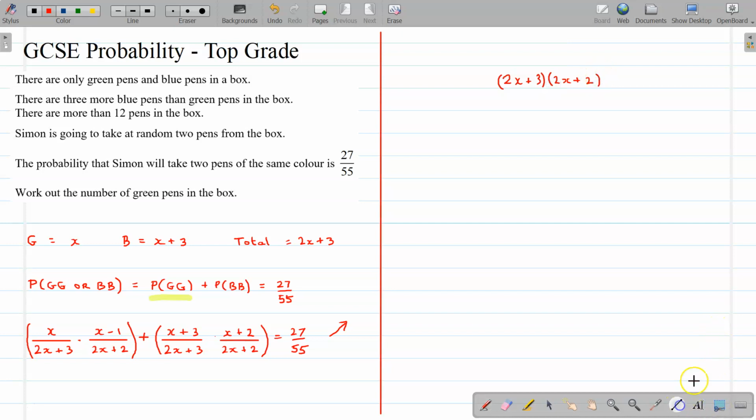Okay, and above that we have the numerator, and that's made up of, well, let's carefully work through what we've got. Well, we've got x times x minus 1, so I'm just going to write this out in full. x times x minus 1 like that from the left-hand fraction, and from the right-hand one we've got x plus 3 times x plus 2. So plus x plus 3, okay, times x plus 2.